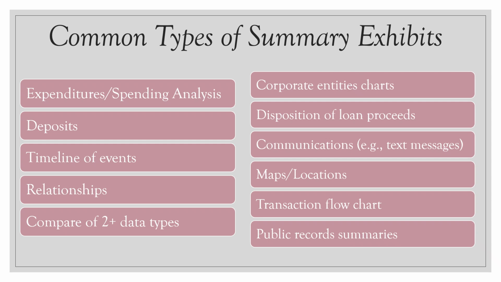So let's go through some of the common types of summary exhibits, and the rest of this video will walk through a few of these. As you can see, they can be financial, they can be timelines, they can show relationships, communication, different locations, and even photos can technically be summary exhibits as well. So be creative. Think about what type of information you have and how you can create this. Let's walk through a few of these.